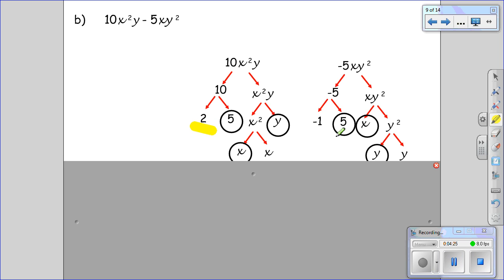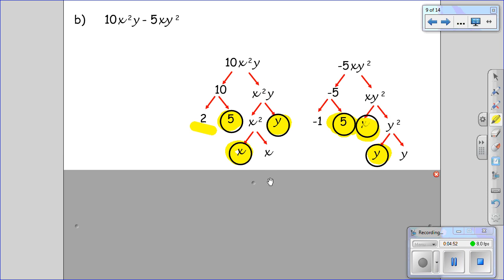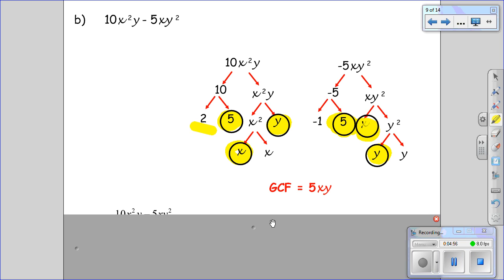The 2 doesn't have a 2 in the other term, so it's not common. 5 most definitely is a common factor. There's 1x here and 1x here. There's a second x in 10x squared y, but not in 5xy squared. And there's a y here and a y here. There's also a second y in 5xy squared, but it doesn't exist in 10x squared. So my greatest common factor, if I look at the stuff in yellow, is 5 times x times y, which is 5xy.